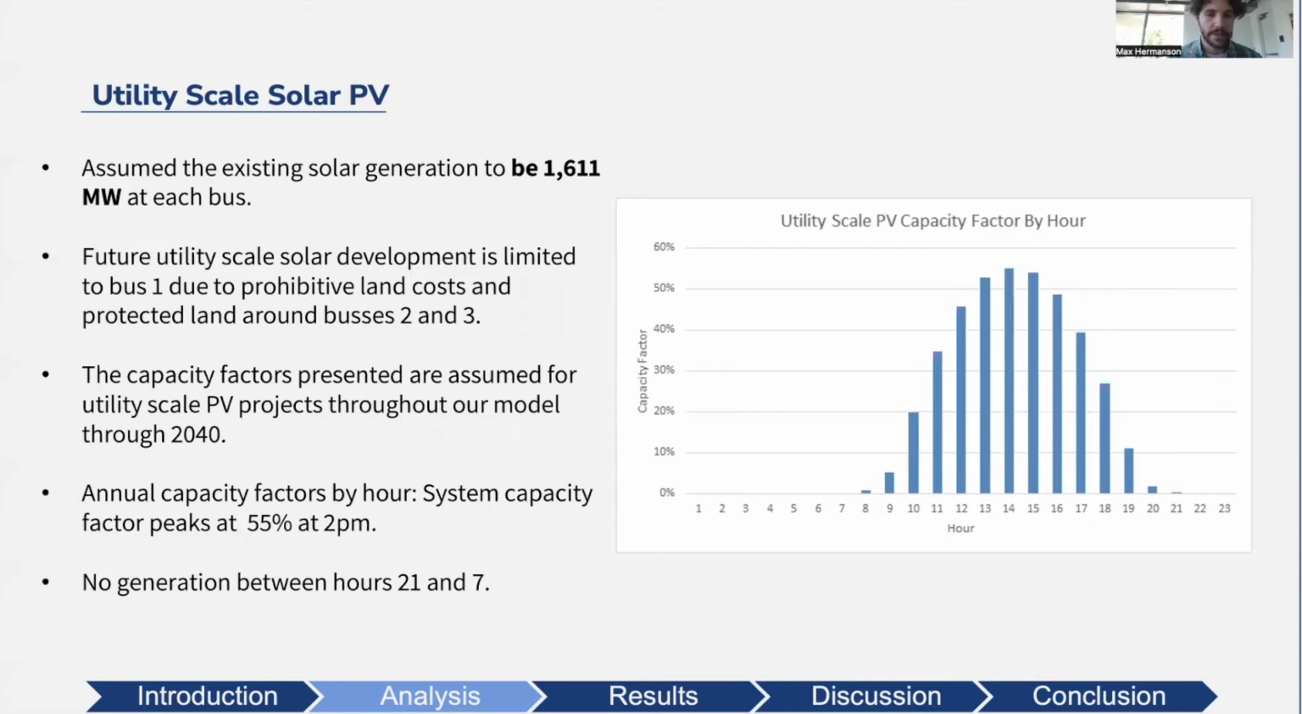As we just described, we used this capacity factor in our model, as you can see on the right. That continues from 2023 through 2040. System capacity factor peaks at about 55% at 2 p.m., and for hours 21 through 7 a.m., we assume no generation.